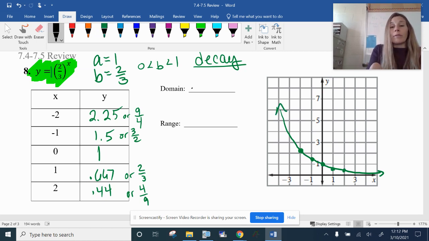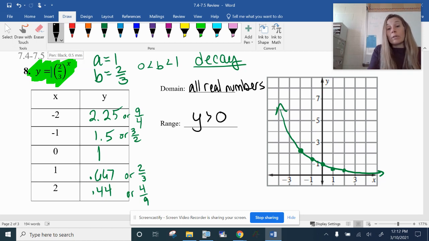Again, our domain for these is always all real numbers because there's no restrictions on what you can plug in for that x value. The range, however, since the entire graph here is staying above the x-axis, all the y's are positive. So you could say y is greater than 0, or you can say the range is all positive real numbers.